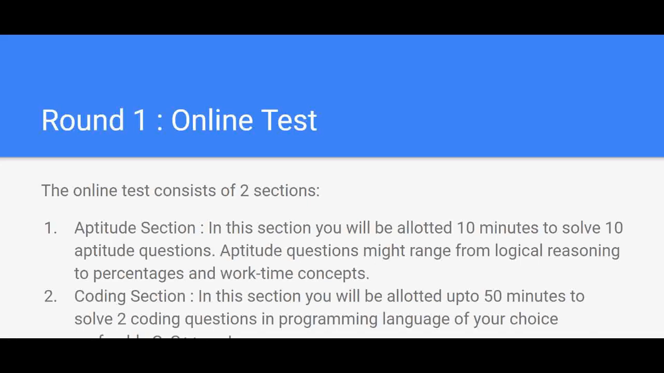Now the second part is the coding section. In this section you will be allotted up to 50 minutes to solve 2 coding questions in a programming language of your choice. And preferably I would say you should go for C, C++ or Java.